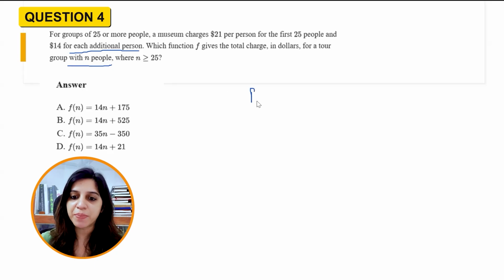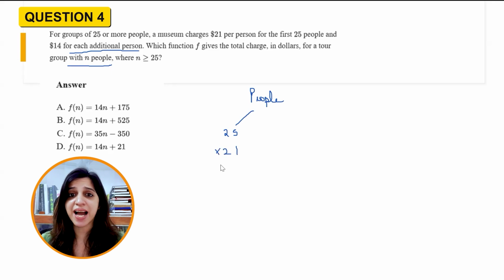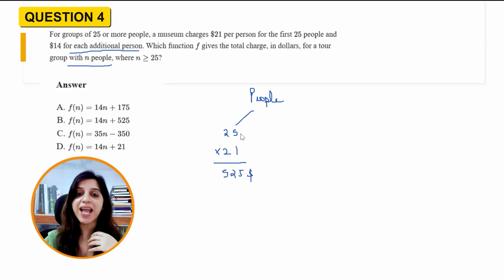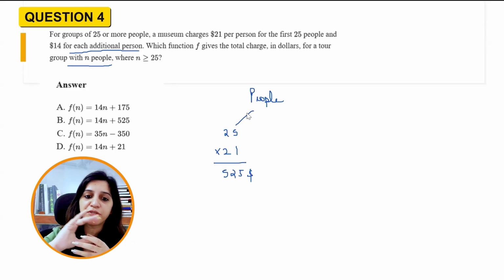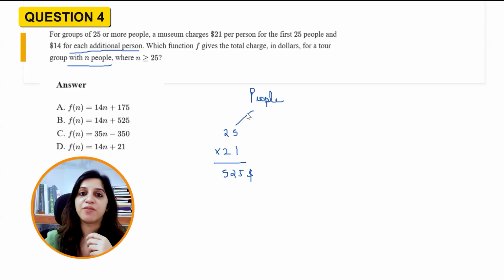So let's say some people are visiting the museum. Now the museum has a different strategy to charge people. How is that? For the first 25 people that come into the museum, they're charging $21 per person. How much money is that? How much money are they asking for? $525 in total for the first 25. Now I have already paid for the first 25 people. I will not pay for them again, right?